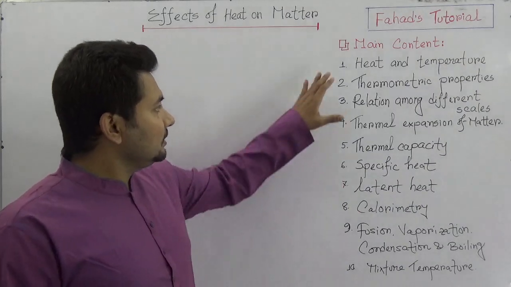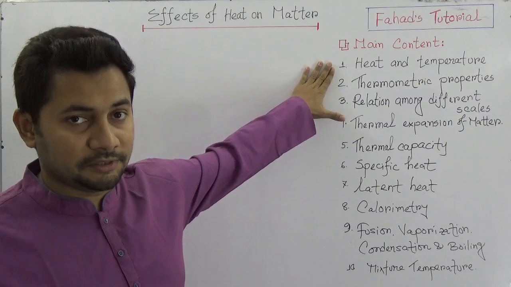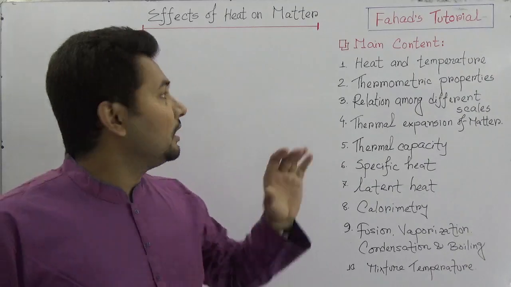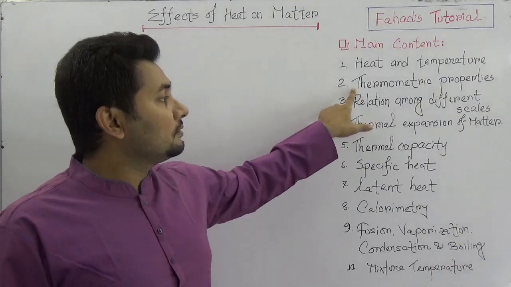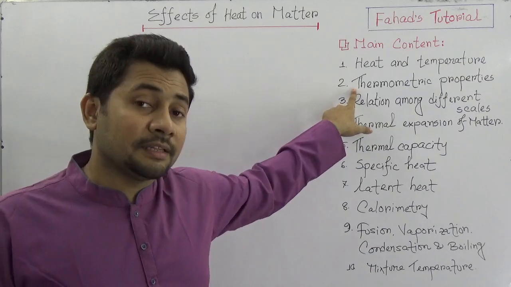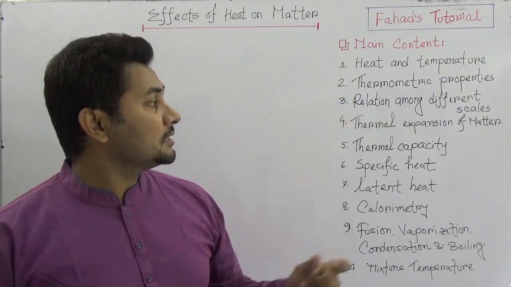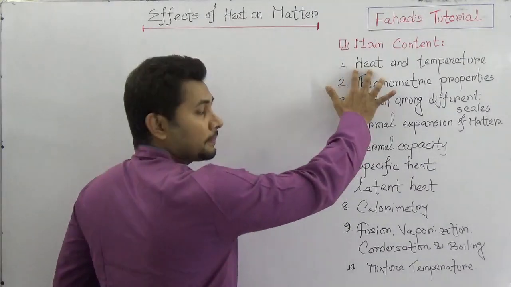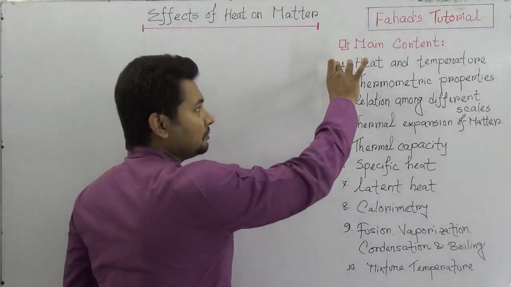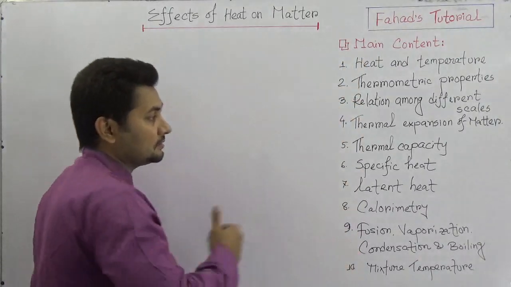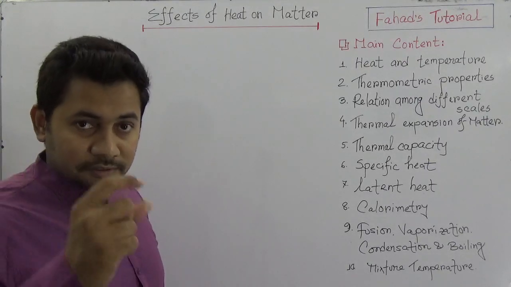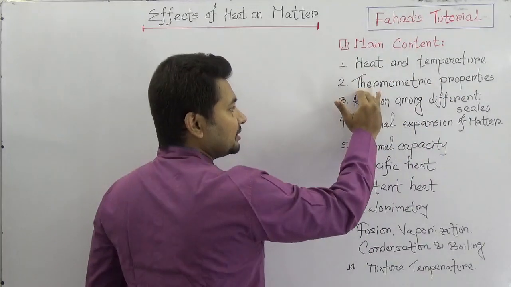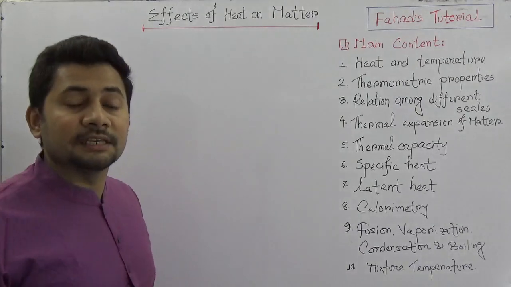So you see that the number one topic is heat and temperature. Understanding these two words is the key to this chapter. And then think about thermometric properties, again another important thing, and relations among different scales. Right now I'm trying to focus on these points, and later on I shall be explaining the following points in different tutorials. When I explain heat and temperature, then thermometric properties, and then relations among the different scales.